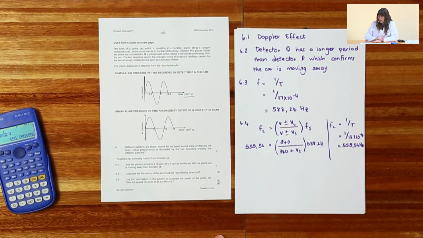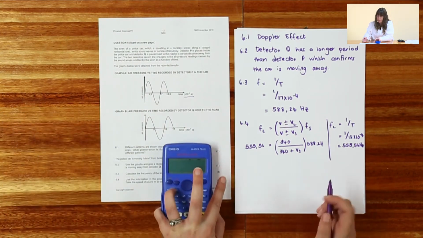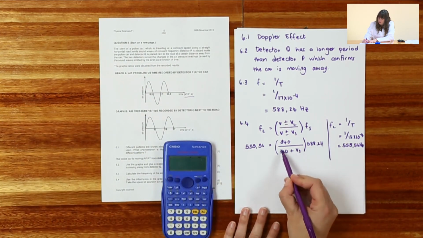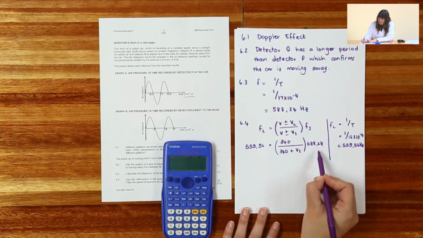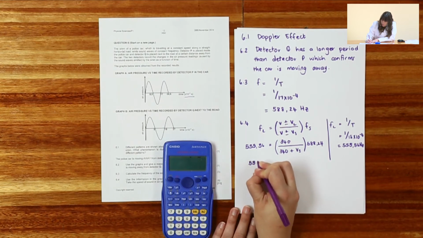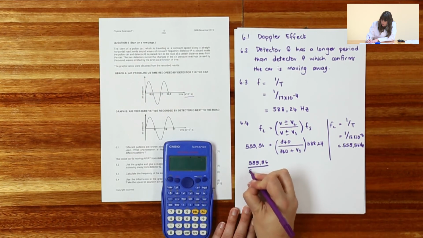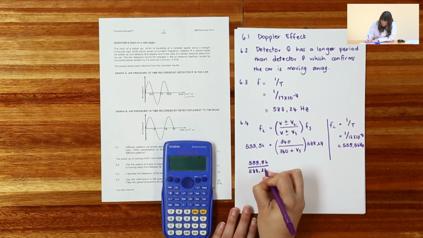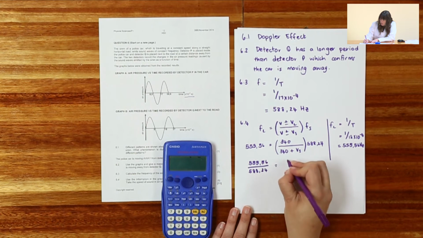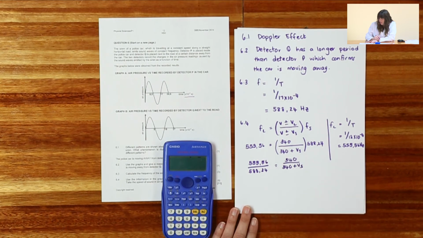Now we've got to solve our equation, and so there's going to be a bit of maths happening here. First thing I'm going to do, I want to solve for Vs, so I'm going to take this away, and it's multiplied on this side, so when I take it across it's going to be divided. So we're going to have 555.56 over 588.24, and that is then going to be equal to 340 over 340 plus Vs.